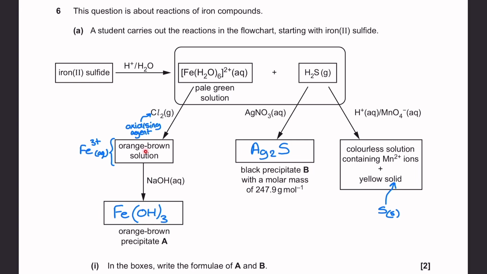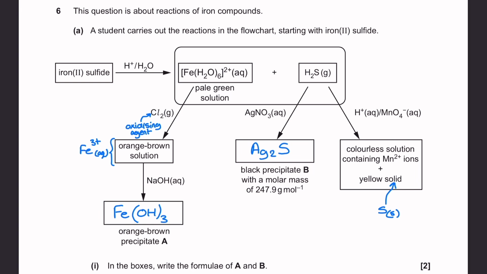Then that orange-brown solution goes to an orange-brown precipitate using sodium hydroxide. That's all part of the Module 5 specification, that precipitation reaction, so it's not really too difficult to know here that you're meant to be using Fe(OH)3. The only real way you could have made a mistake here, perhaps, is if you wrote Fe(OH)2, because you hadn't clocked that an oxidation had taken place for the ion going from +2 to +3.